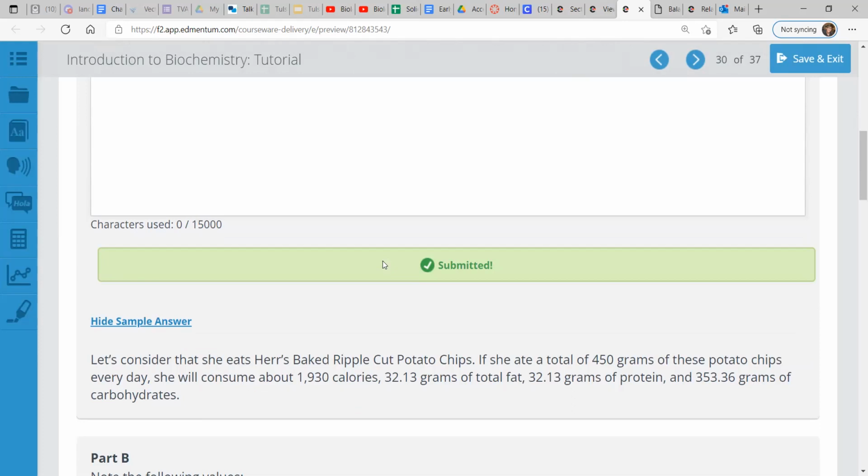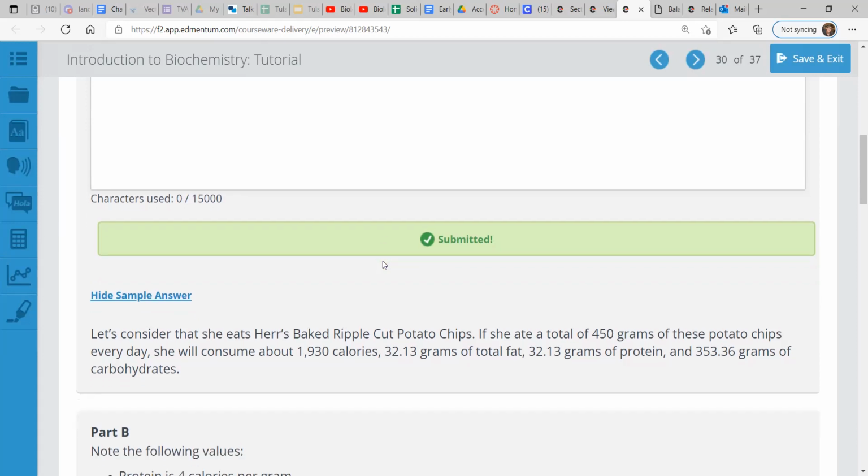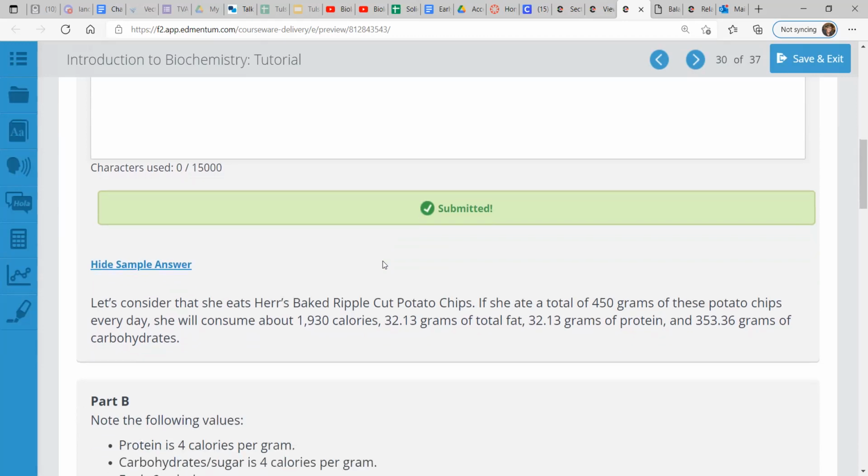If you grab a bag of chips and look on the back of the nutrient information, you'll find something similar. 32 grams of fat, 32 grams of protein, and 353 grams of carbs. So potato chips, potatoes are very starchy. That's why there's all that carbs, it has some protein, of course, and then fat, the oils used to actually cook the chips or crisp the chips.